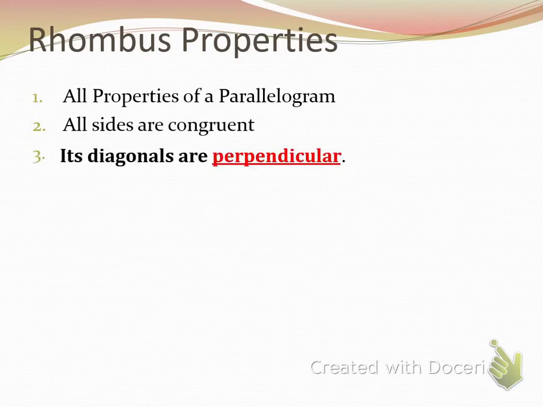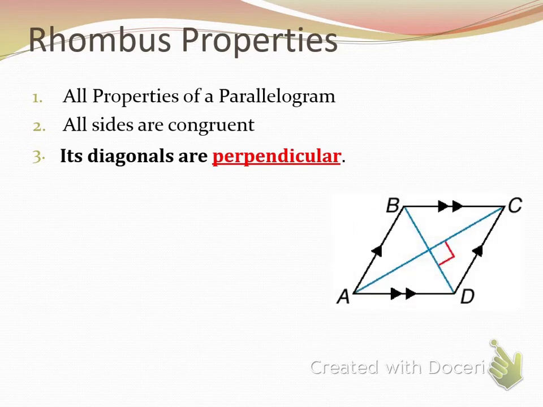A rhombus, its diagonals are perpendicular. So its diagonals are perpendicular. What does perpendicular mean to me? Thank you, Mari. They intersect and form 90. You might have said it, but you only said 90. They intersect and form 90.